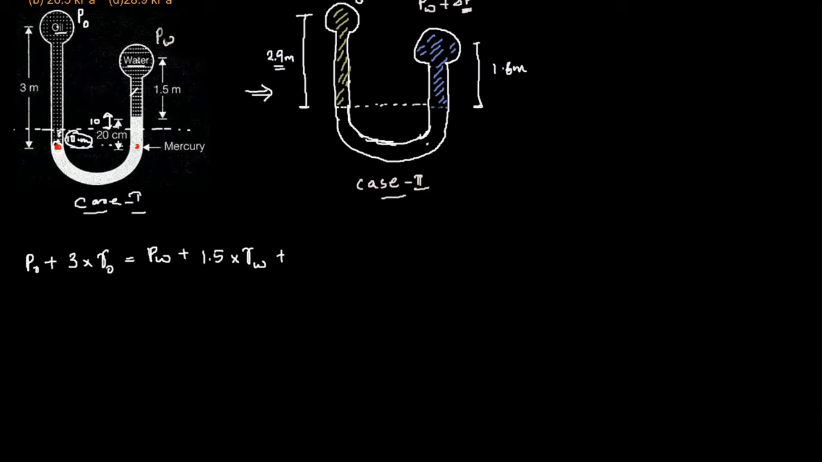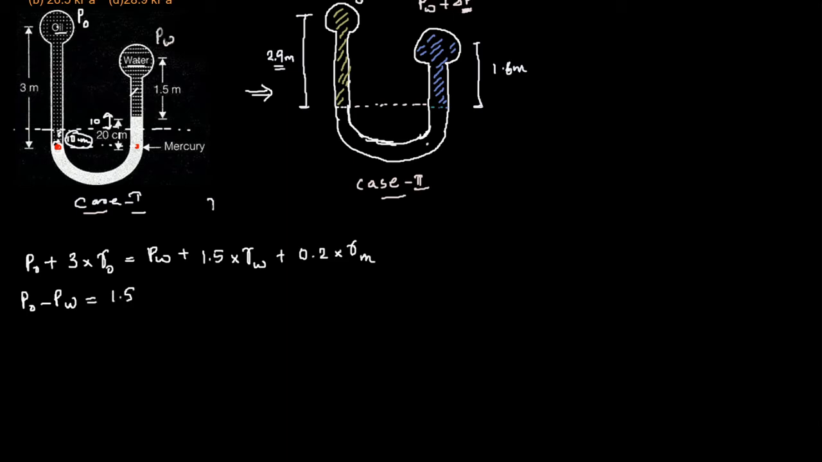Till this level, the height is 20, so there will be 20 centimeter of mercury here. 20 centimeter is nothing but 0.2 meters, and 0.2 into gamma m. That will be our first equation for case 1. What we will try here is to get the value of P0 minus PW. So P0 minus PW will be 1.5 gamma W.